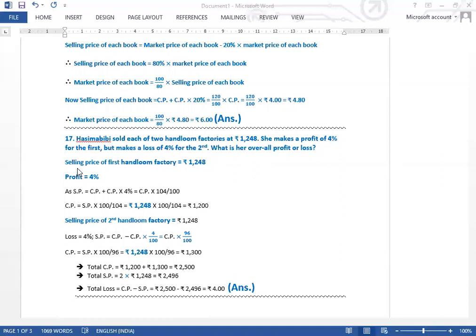So for the first, the selling price of the first handloom factory is rupees this, profit is 4%. So as usual, SP will be CP plus CP into 4%. That means CP into 104 by 100.